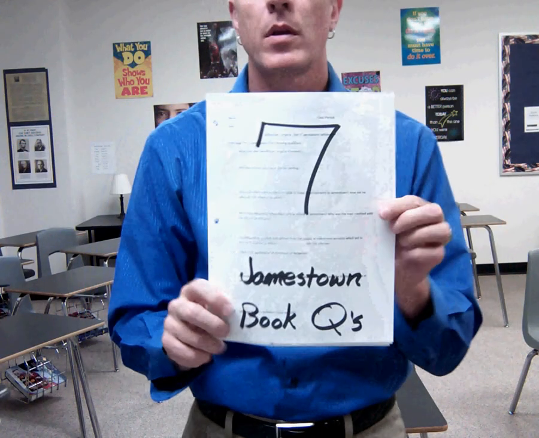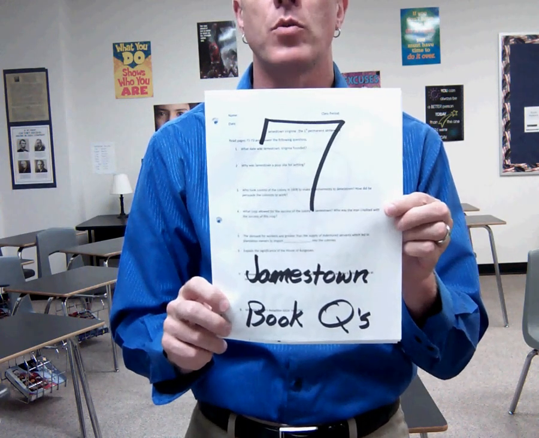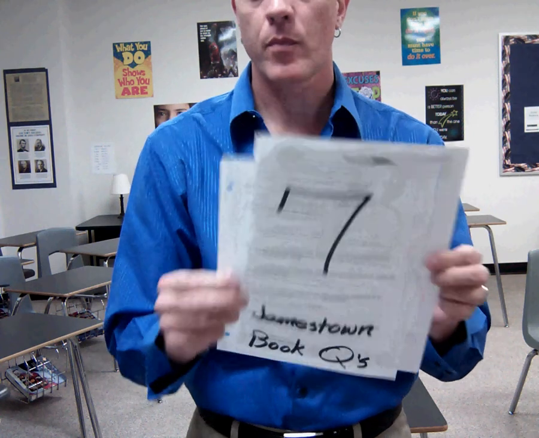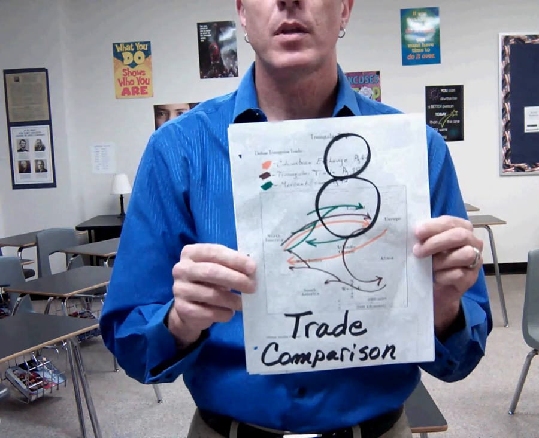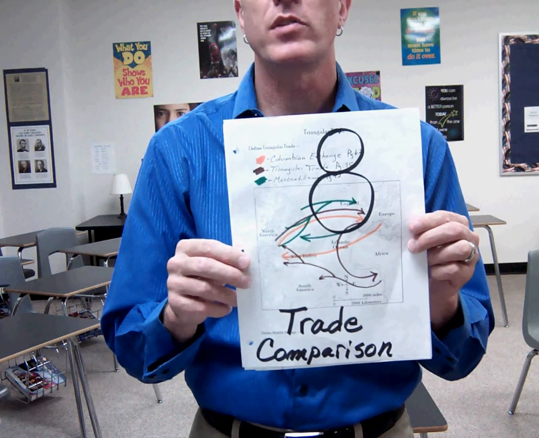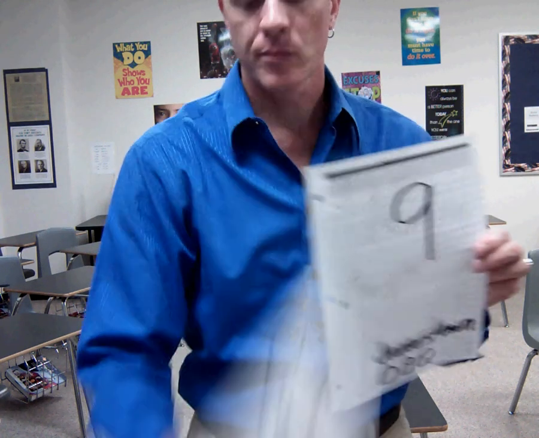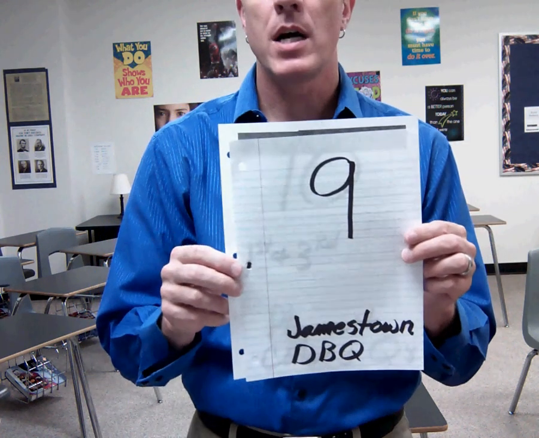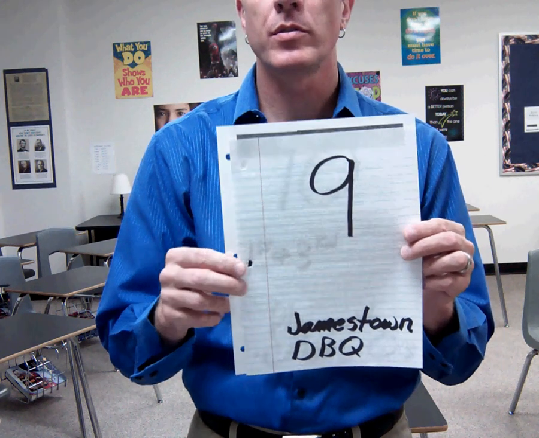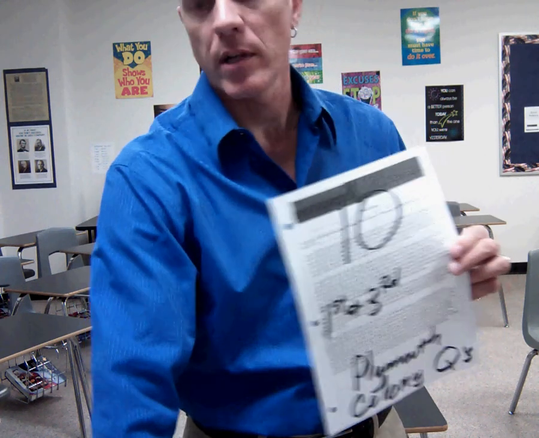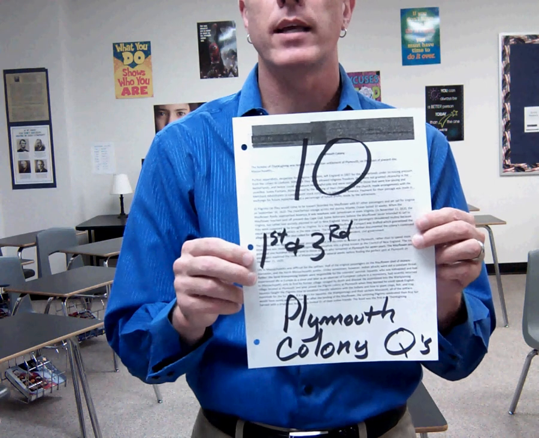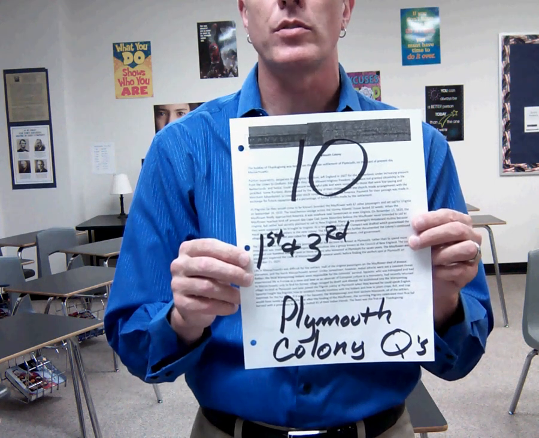Assignments to use to study. Let's just start there. Number 7, Jamestown book questions. Number 8, trade comparisons, focusing on mercantilism. Number 9, Jamestown DBQ questions. And then if you're in my first and third period, we did this today in class, the Plymouth colony questions. So those are the assignments to focus on.